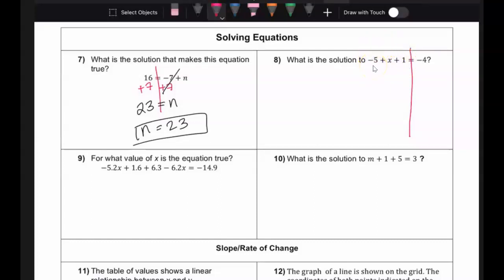This is a case of combining like terms. Since I see a 1 and a negative 5 on the same side, I can combine them. So, negative 5 plus 1 is negative 4, plus x equals negative 4. Bring everything else down. We still want to get x by itself, so now we have to get rid of that negative 4. So I'm going to add 4, and what I do to one side, I do to the other.